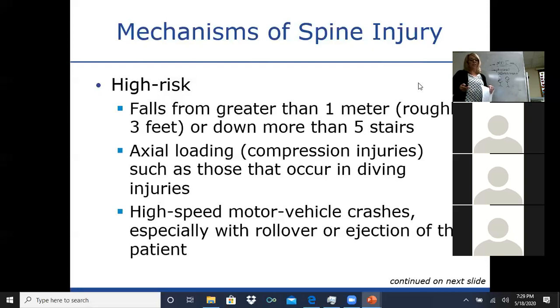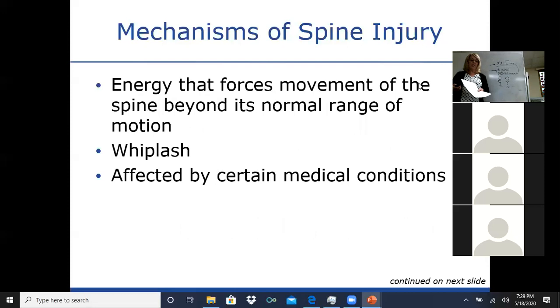High-speed motor vehicle crashes, rollovers with ejections. Start to think of how bodies move. We don't just sail out like a superhero in a cartoon. We go in all directions, and the weight of the head is a significant heavy area that the body will follow a lot of times because of the way the head sits on the neck.